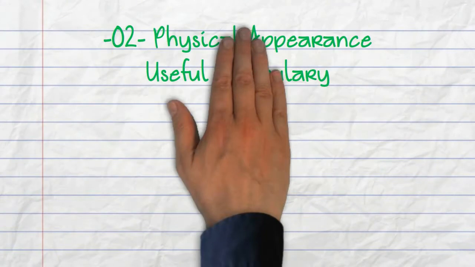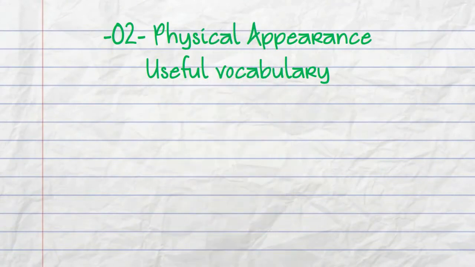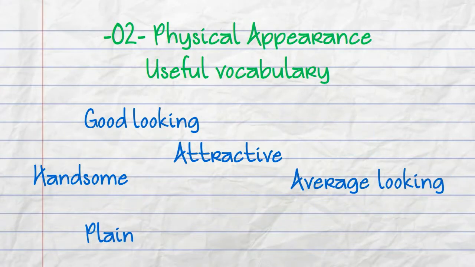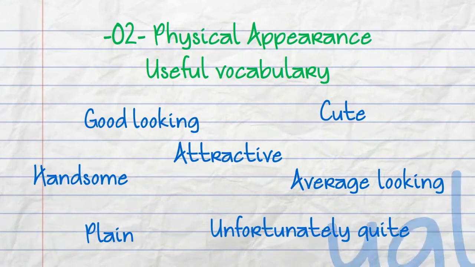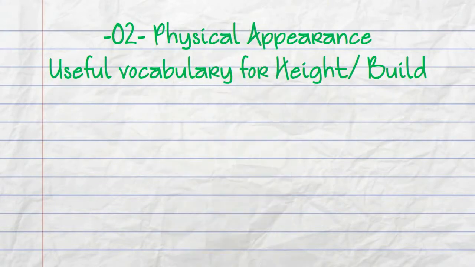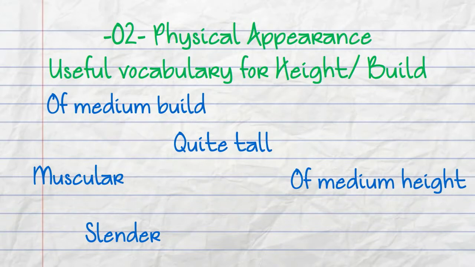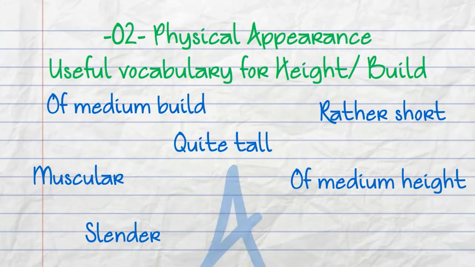Here's some useful vocabulary when you want to describe physical appearance. Good looking, attractive, handsome, plain, average looking, cute, or unfortunately quite ugly. Here are some useful words you can use to describe a person's height or build. You can say quite tall, of medium build, muscular, slender, of medium height, rather short, or a bit overweight.